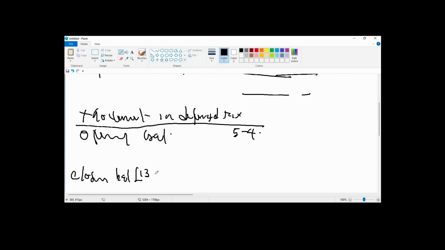What is the tax rate? 0.3. 30 million times 0.3. That is 3.9. 3 point what? 9. 3.9.